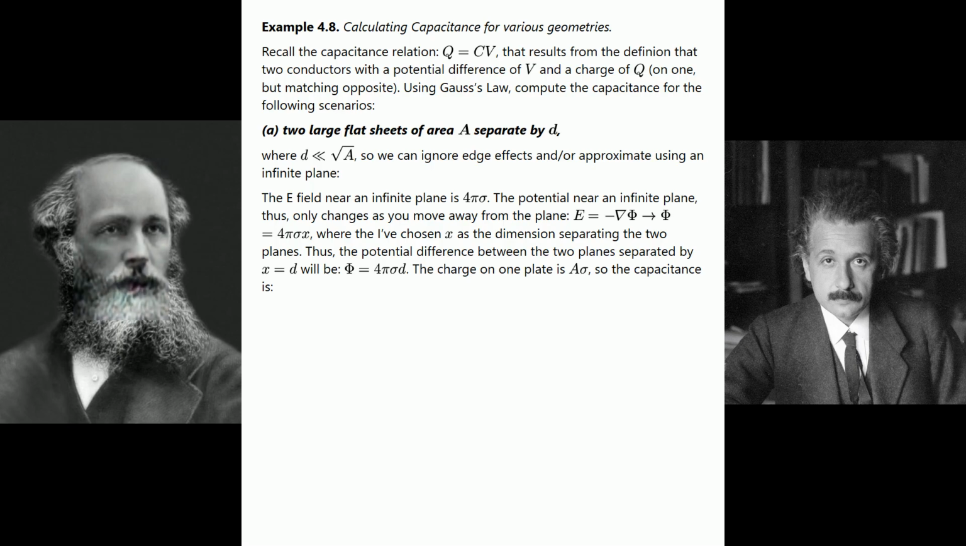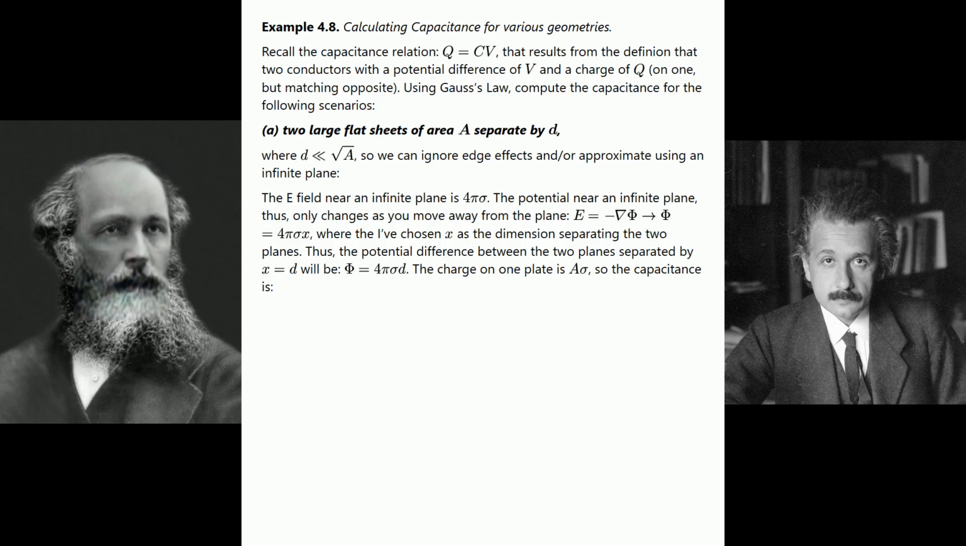Recall the capacitance relation Q equals CV, that results from the definition that two conductors with a potential difference of V have a charge of Q on one, with matching opposite charge on the other. Using Gauss's law, compute the capacitance for the following scenarios. A. Two large flat sheets of area A, separated by d, where d is much less than the square root of A, so we can ignore edge effects and approximate using an infinite plane.